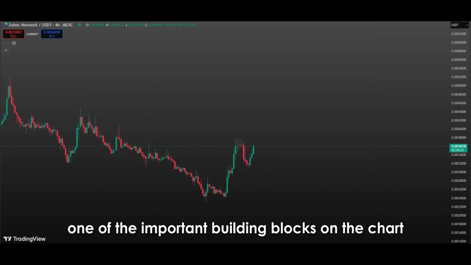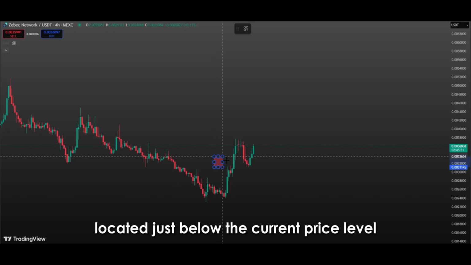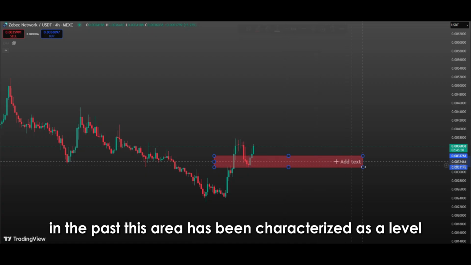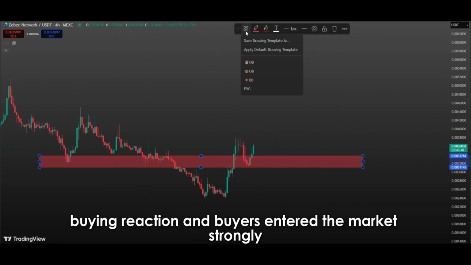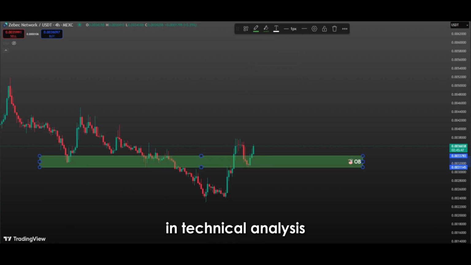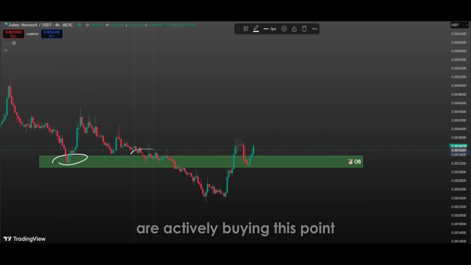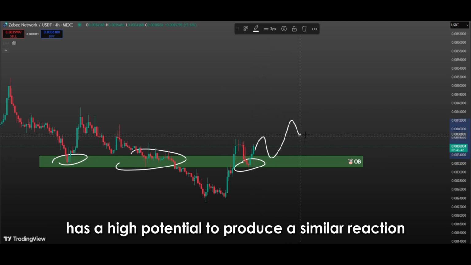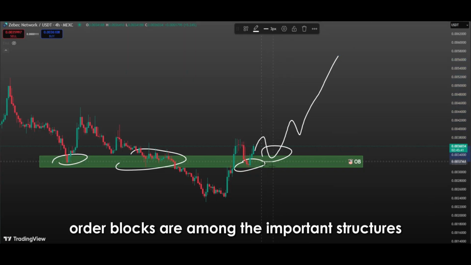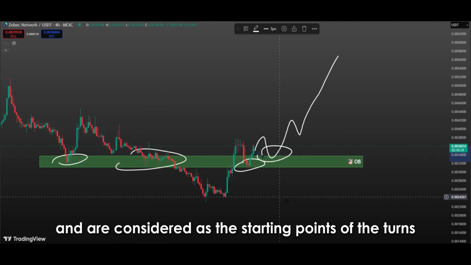One of the important building blocks on the chart is a strong bullish order block located just below the current price level. In the past, this area has been characterized as a level where the price encountered a significant buying reaction and buyers entered the market strongly. In technical analysis, such areas are known as places where institutional investors or big players are actively buying. This point, where the price has previously turned sharply upwards, has a high potential to produce a similar reaction if it is retested. Order blocks are among the important structures that determine the direction of the price and are considered as the starting points of the turns.